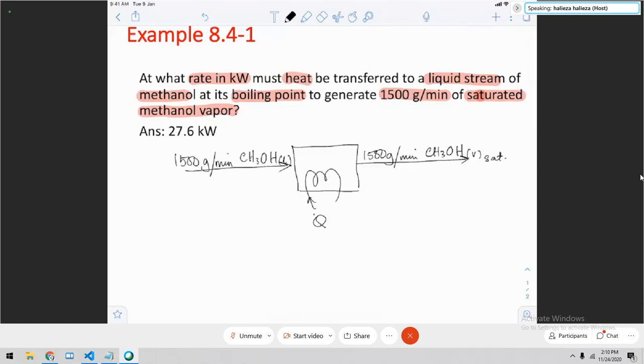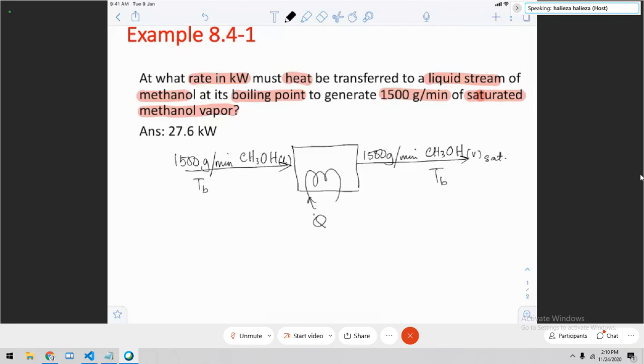The question is, what's the amount of heat that you need to put in order to have it from liquid at its boiling point? This is at its boiling point. We don't know the boiling point, but it's mentioned that it is at its boiling point, and you're going to produce saturated vapor. If it's saturated vapor, automatically this will be the same boiling point, the same temperature. What's going on here is just a change of phase from liquid to vapor. So the question is, what is the amount of heat that you need to put in order to produce the saturated vapor at the same temperature, same boiling point?